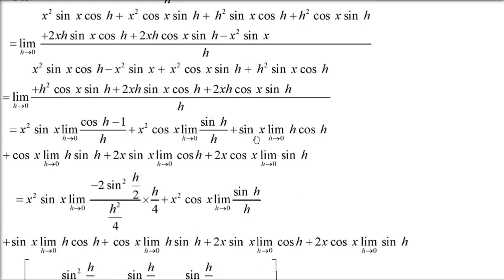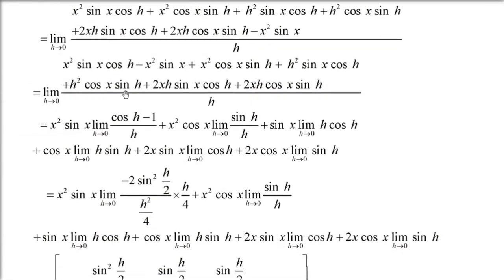Now coming to the next term. This is h square sin x cos h. Now divided by h, so 1 h will remain. h square sin x cos h, when you divide it by h, 1 h will remain. So when you have 1 h remaining, you just apply the limit, whole term will be 0. So this term will be eliminated. Same with this one, h square cos x sin x. Divide by h, so 1 h will remain, this whole will be eliminated. 1 h will be there because only h is in the denominator. So this is going to be 0.